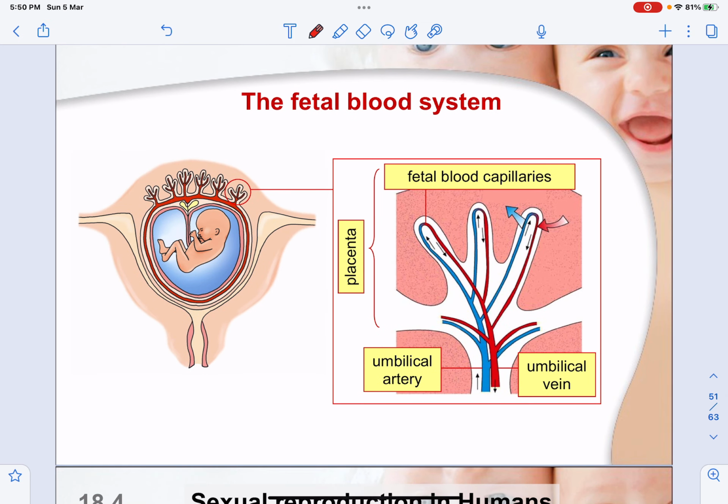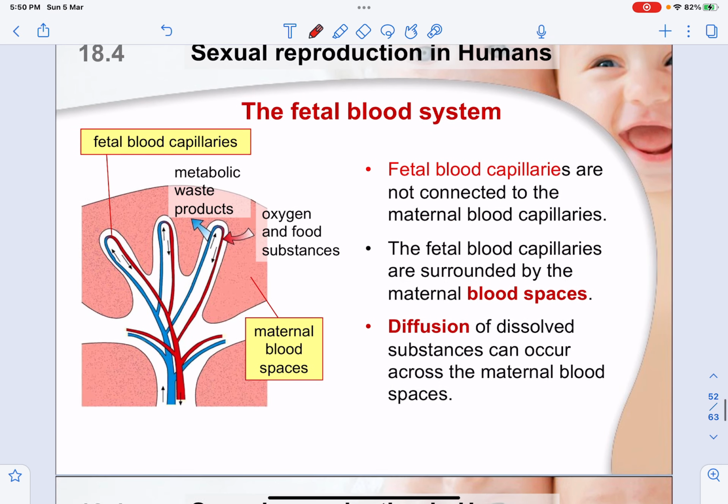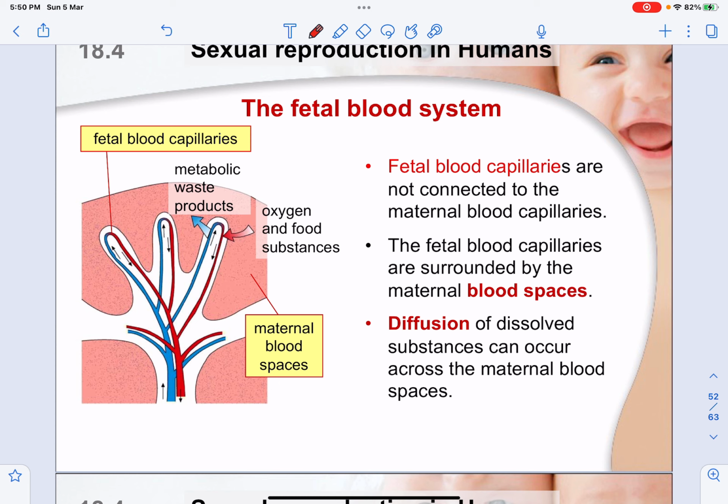The fetal blood system looks something like this, where we can see that the capillary is partially permeable so that oxygen and other substances can be exchanged. Metabolic waste material will flow out of the fetus back into the mother's bloodstream, so that the mother can remove the metabolic waste generated from the fetus. The fetal blood capillaries are not usually connected to the maternal blood capillaries. This is because the maternal blood group can be different from the fetus.